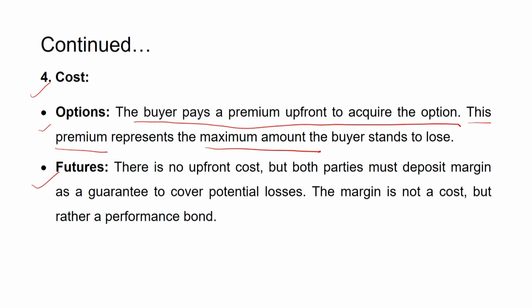Whereas in the case of future contracts, there is no upfront cost. That means both the parties only need to deposit the margin as a guarantee to cover the future potential losses under the contract. The margin is not a cost, but it is a kind of performance bond that is given to the clearing houses for the purpose of offsetting the losses and the profits under the future derivative agreement.